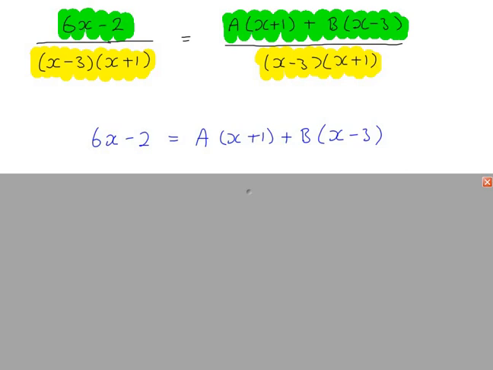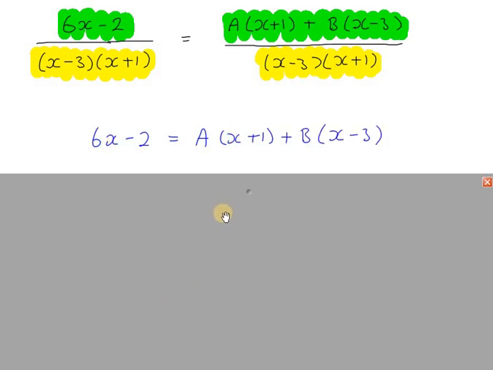I'm going to use a method called the substitution method. So to work out a, I need to eliminate all of this, and to do that I need to substitute in x equals 3, and 3 minus 3 is 0, times b is 0, so we're left with just this. There's only one unknown, x was 3 here as well, and we can work out the value of a.